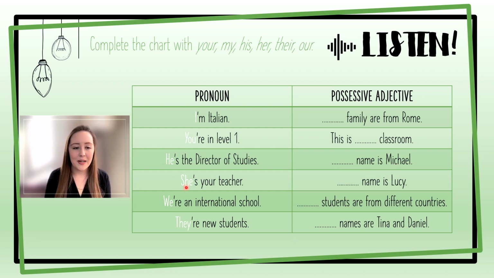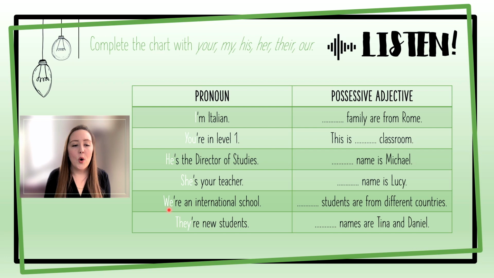Let's look at the next one. Pronoun. She's your teacher. Remember, she is for girls, for women. Possessive adjective. Her name is Lucy. So write down the possessive adjective. Well done. Let's do the next one.